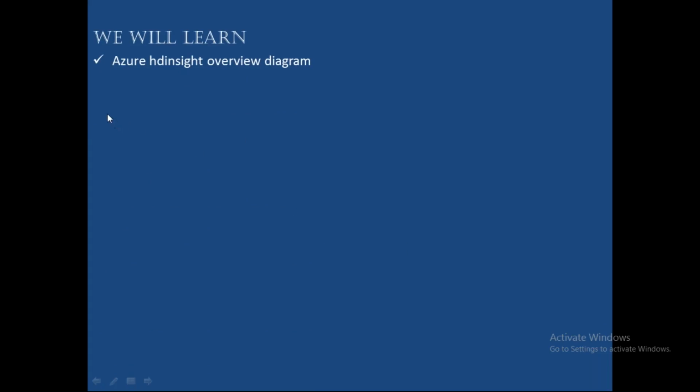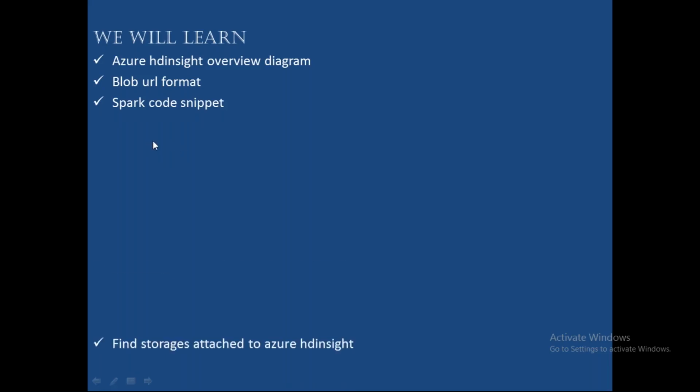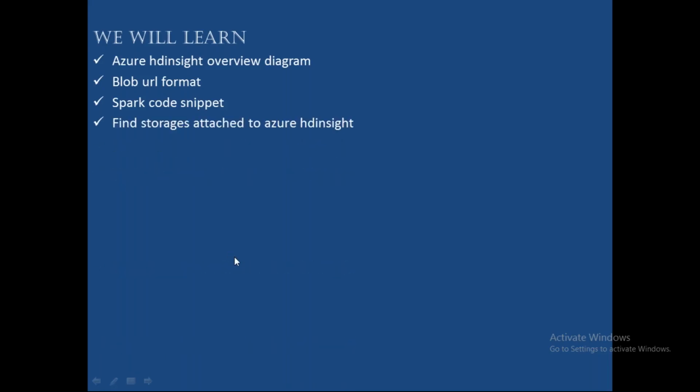In today's session we will learn the Azure HDInsight overview diagram. I will tell you what all Azure HDInsight can do, how you can submit a job, and from where you can read the data. All those things I will discuss in this concept. Then we are going to talk about the blob URL format. When you are reading data from blob storage by using the Azure HDInsight Spark cluster, how you need to form the blob URL. We'll talk about that. Then we are going to talk about the Spark code snippet. What is the Spark code that I'm going to execute today? And then we will talk about finding storages attached to the Azure HDInsight.